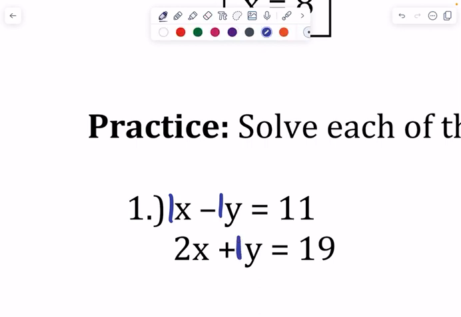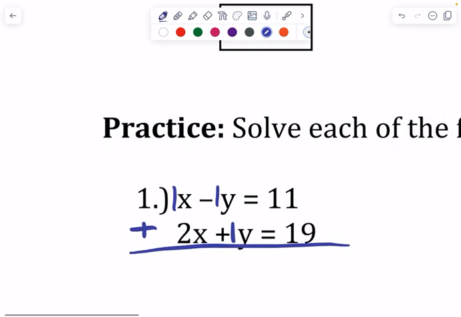So this is nice because your x's, you've got 1x and 2x. You could multiply, but if you're looking at your y's, you've already got a positive 1 and a negative 1. So they're already the same and opposite. So we can start right away with adding the two equations, and one of your variables should eliminate. So we just add straight down.